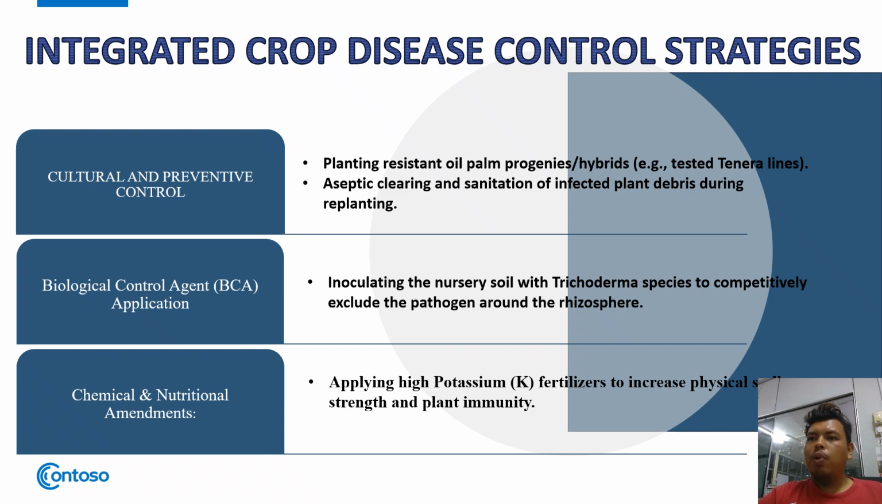Crucially, as we explored in our Topic 6 lab activities on biological control, we can inoculate nursery soil with beneficial Trichoderma species. Trichoderma acts as an aggressive competitor that colonizes the root zone, effectively blocking out harmful FOE through competitive exclusion. Lastly, we optimize plant immunity by applying high potassium fertilizers to strengthen tissue resilience.